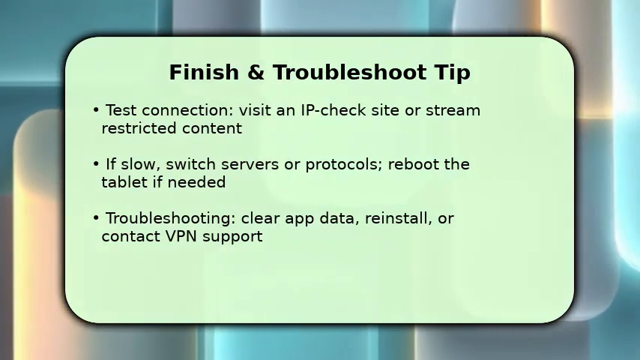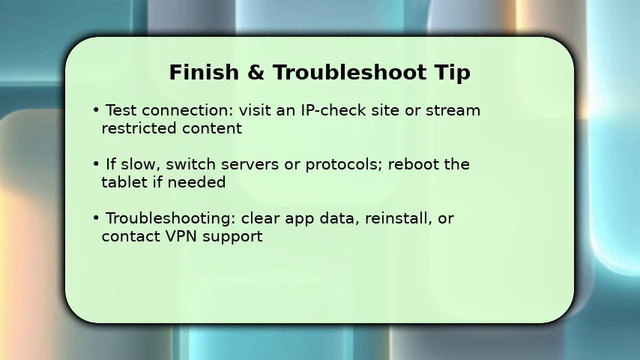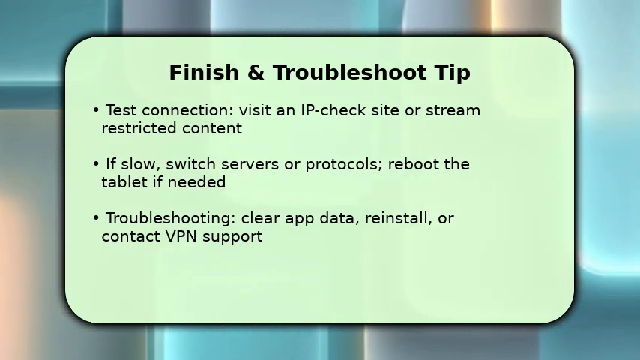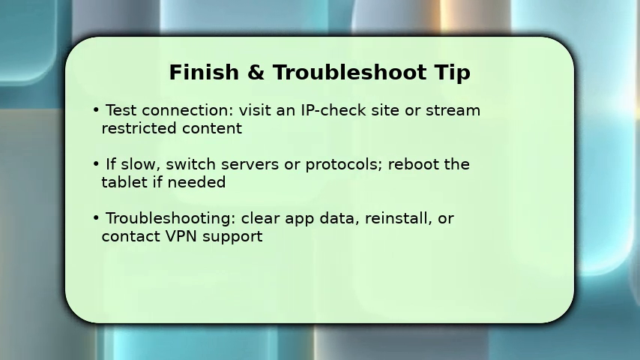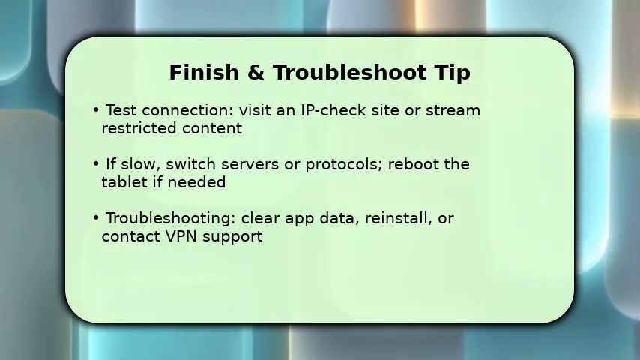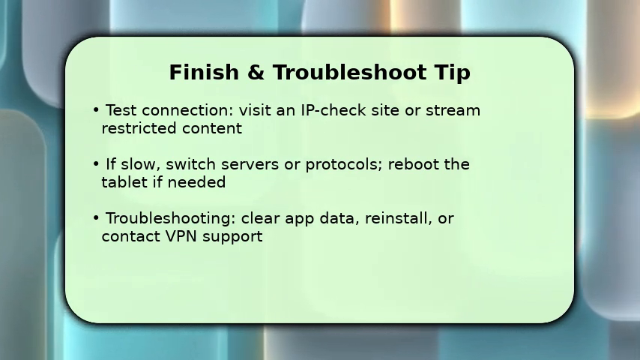If speeds feel slow, try a closer server or change protocols. Sometimes switching from WireGuard to OpenVPN reduces instability. Make sure battery saver or data restrictions aren't blocking background VPN activity.